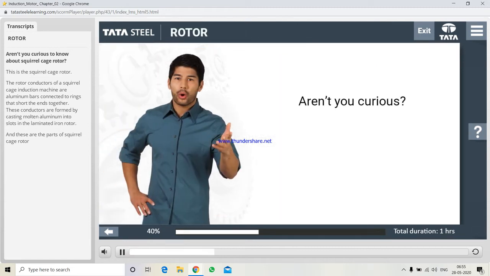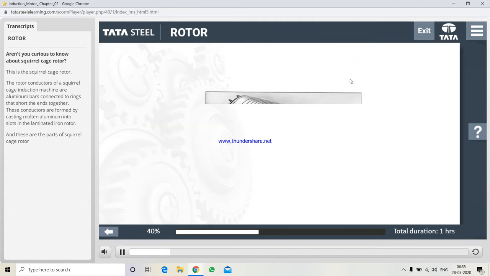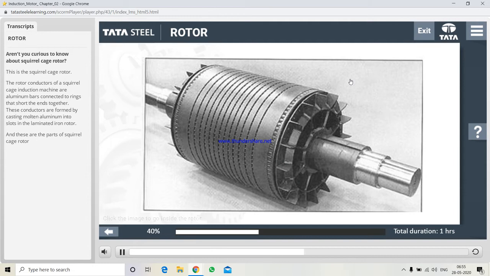Aren't you curious to know about the squirrel cage rotor? Click the thumbs up to know more. This is the squirrel cage rotor. Click the image to go inside the rotor.